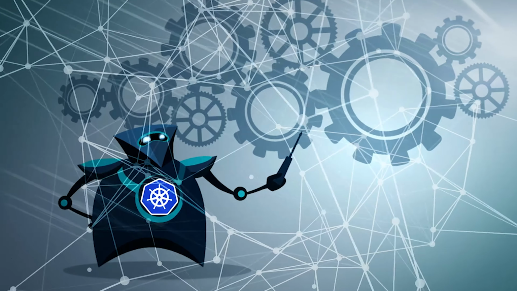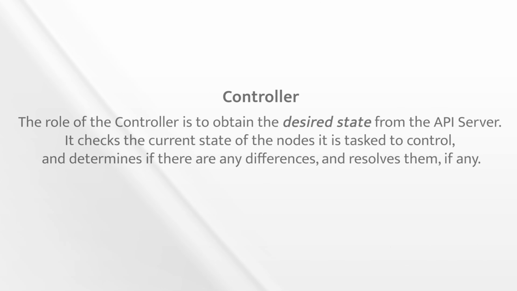The role of the controller is to obtain the desired state of the API server. It checks the current state of the nodes it's tasked to control and determines if there are any differences and resolves them if any.